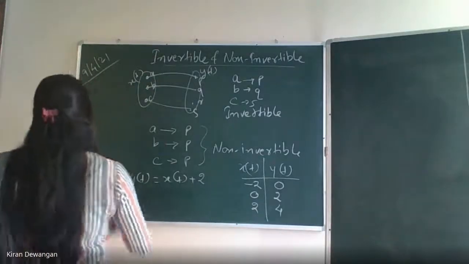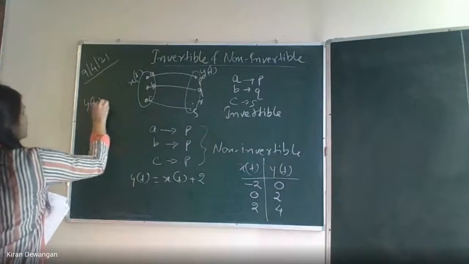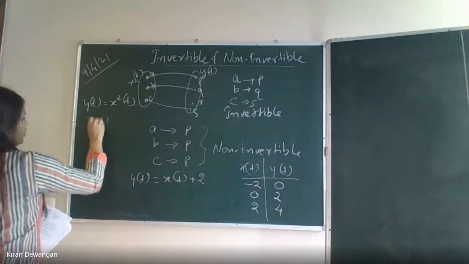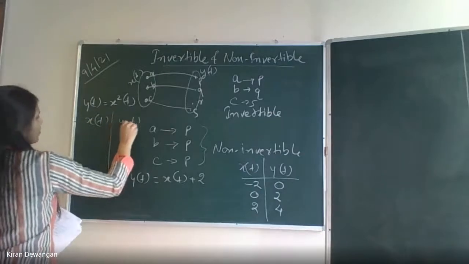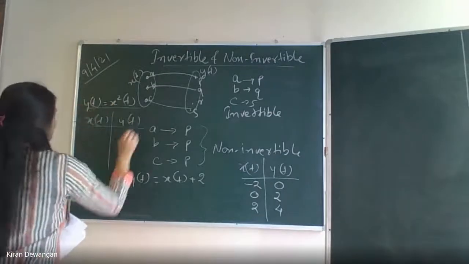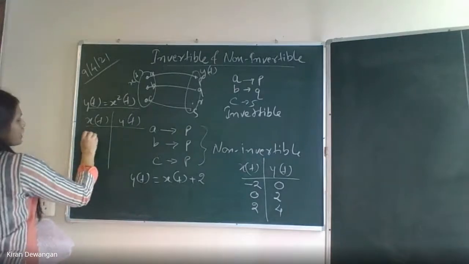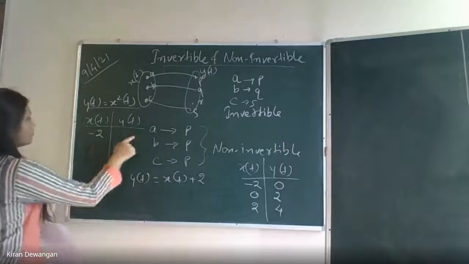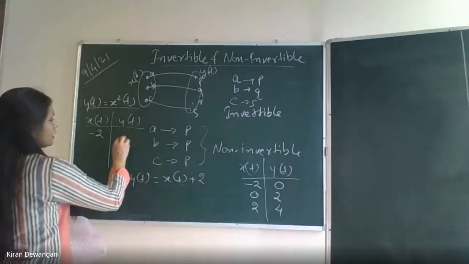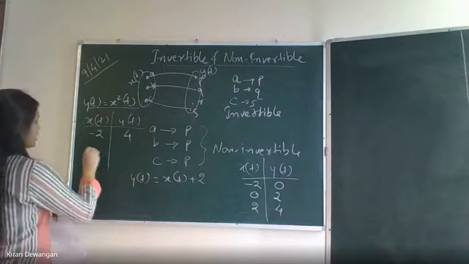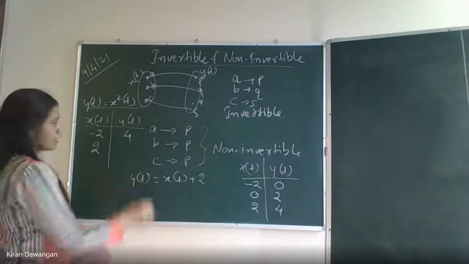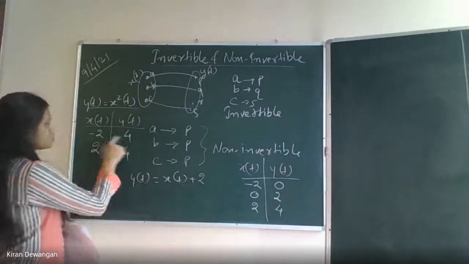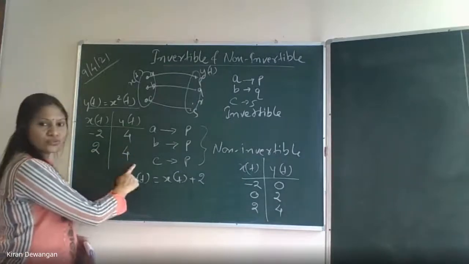Now if I take the example y(t) is x squared(t). For the set of inputs, what are the outputs that I am getting? Let us check. If I am writing x(t) as minus 2, what will be my y(t)? It will be plus 4. If I am writing x(t) as 2, again my y(t) will be plus 4, right? For minus 2 also it is 4, and for plus 2 also it is 4.